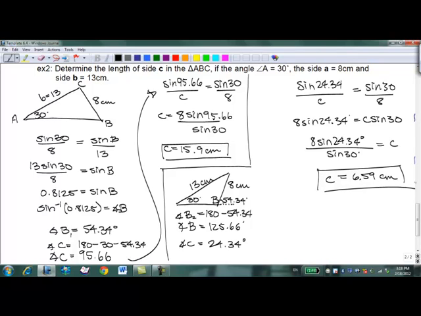What we need to do for the ambiguous case is just solve it normally. We need to make sure we know that the ambiguous case is there. That's the whole angle A and the side opposite. And from there, just consider the two types of triangles.